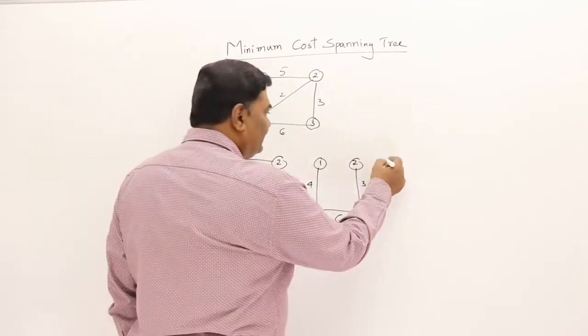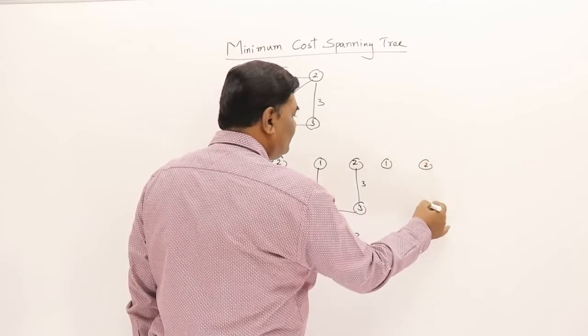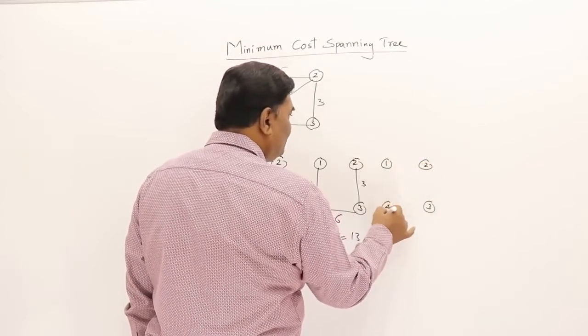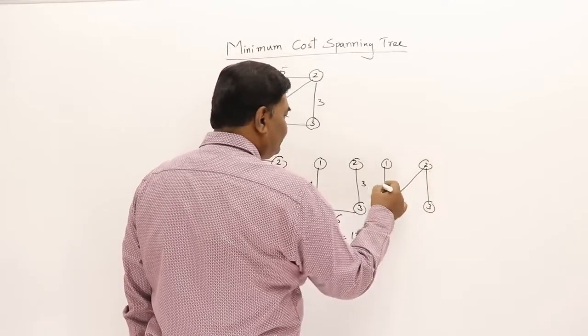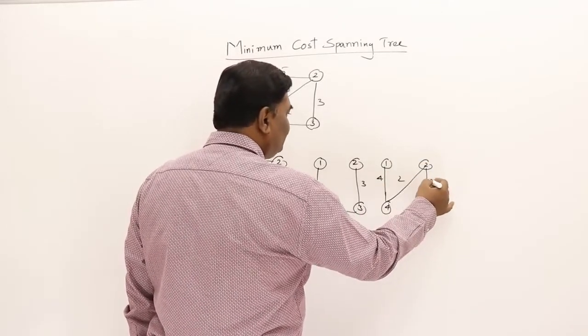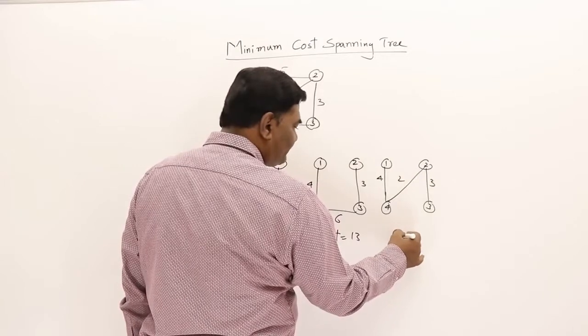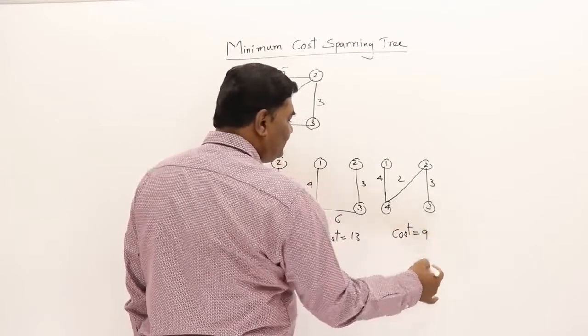I'll take one more spanning tree. 1, 2, 3, 4. And I'll take these edges. This one and this one and this one. 4, 2 and 3. So this cost is how much? 9.